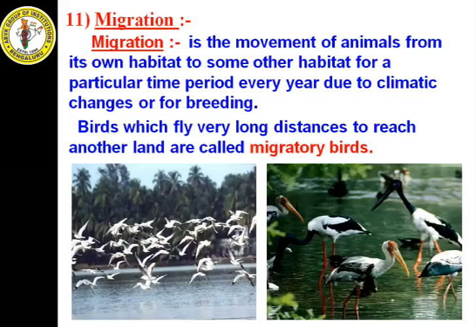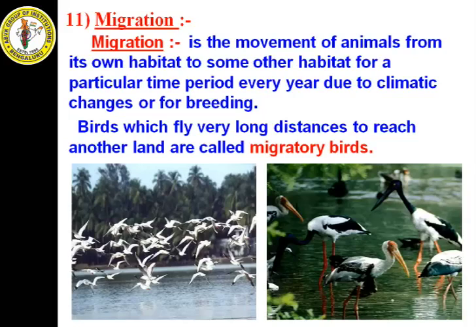Okay, so migration is a movement of animals from their own habitat to some other habitat for a particular time period every year, due to climatic changes or for breeding. So what is migration? It is a movement of animals from their own habitat to another habitat for a particular time period. They will not stay there the whole year, only for that particular time period. Why do they move? Because of climatic changes or for breeding.